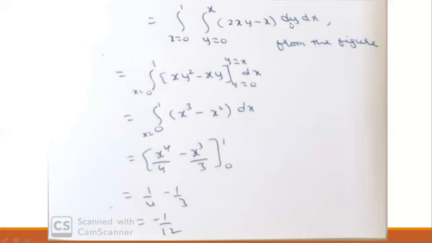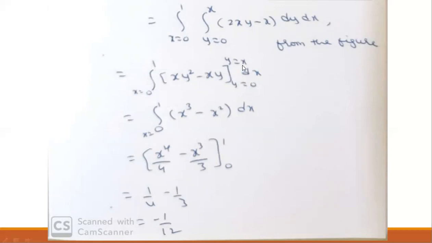Now we shall integrate with respect to y first by treating x as constant. The first term is 2xy, so 2x is treated as constant. Integration of y dy is y square by 2, so 2 gets cancelled. What you get is xy square, minus x, which is a constant and multiplies as it is. Integration of 1 dy will be y, between the limits y is equal to 0 to y is equal to x, dx.